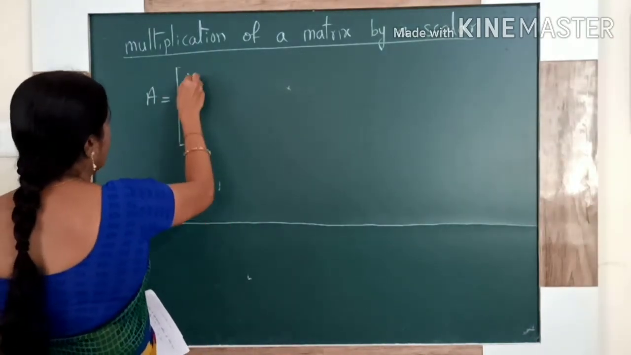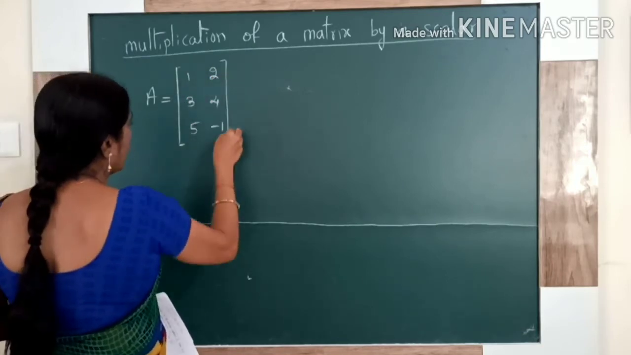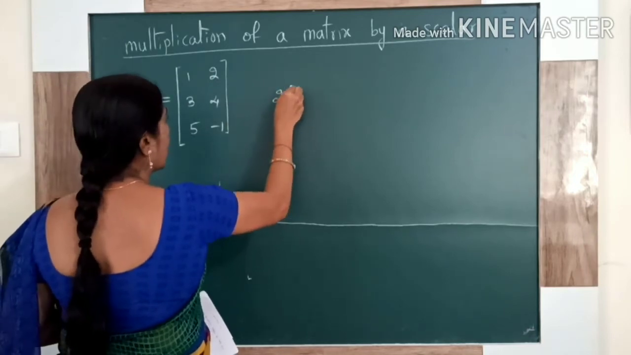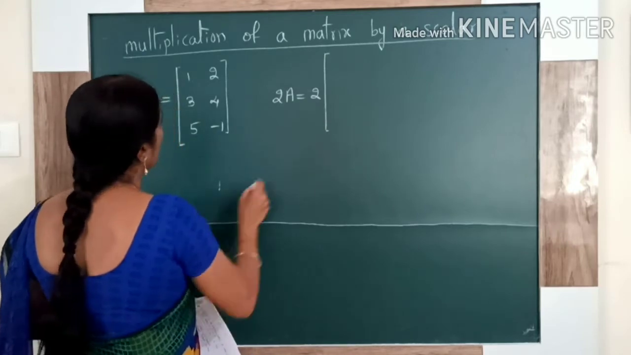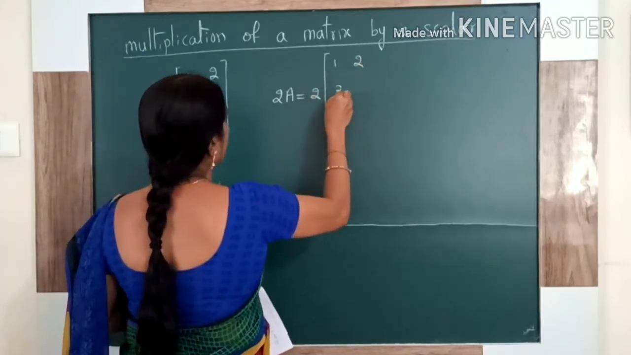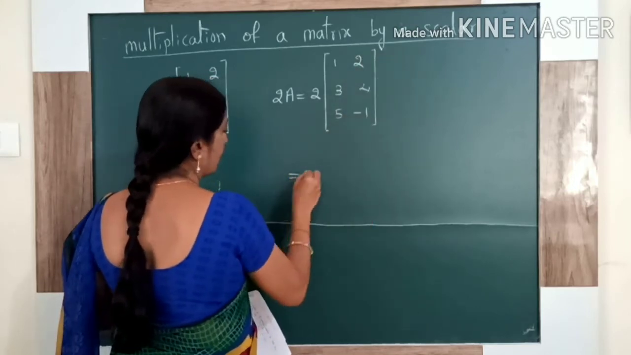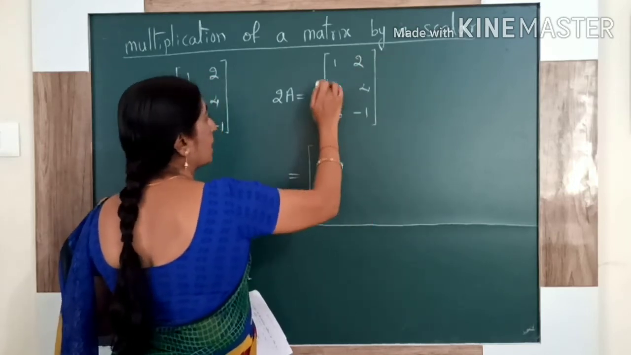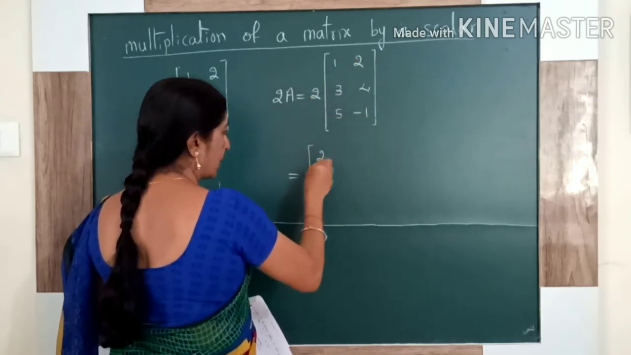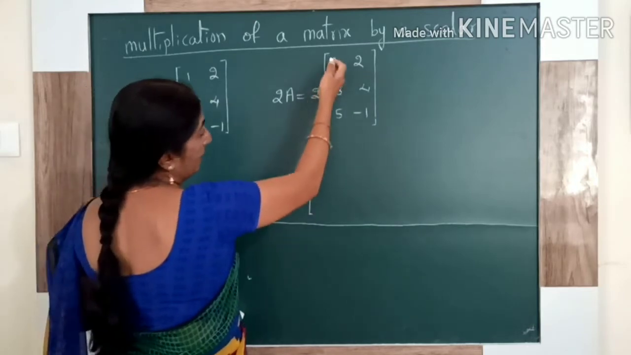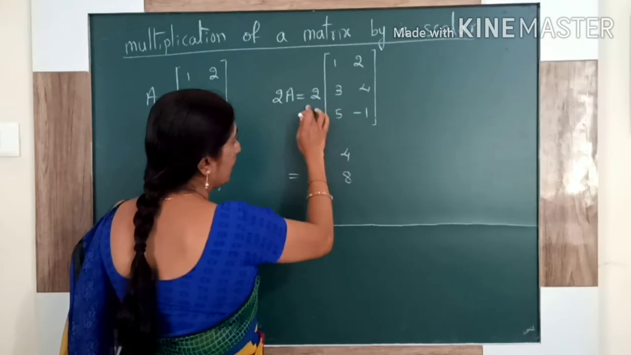Say I am writing one matrix. After writing this, if I want 2A, that means both the sides are multiplied by 2, where 2 is any real number. We are calling it a scalar. Each element is multiplied, the order is not affected anywhere. Only the value of the elements will change. Multiply by 2.